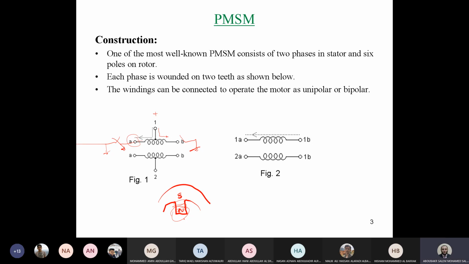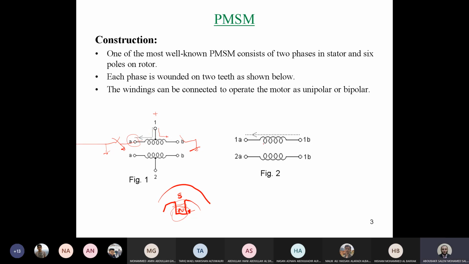The unipolar motor has unipolar teeth with one polarity. So the flux now will go from the tooth and will interact with the rotor, but taking into consideration that you have only a single polarity at the end of the tooth. For that, we call this type unipolar.